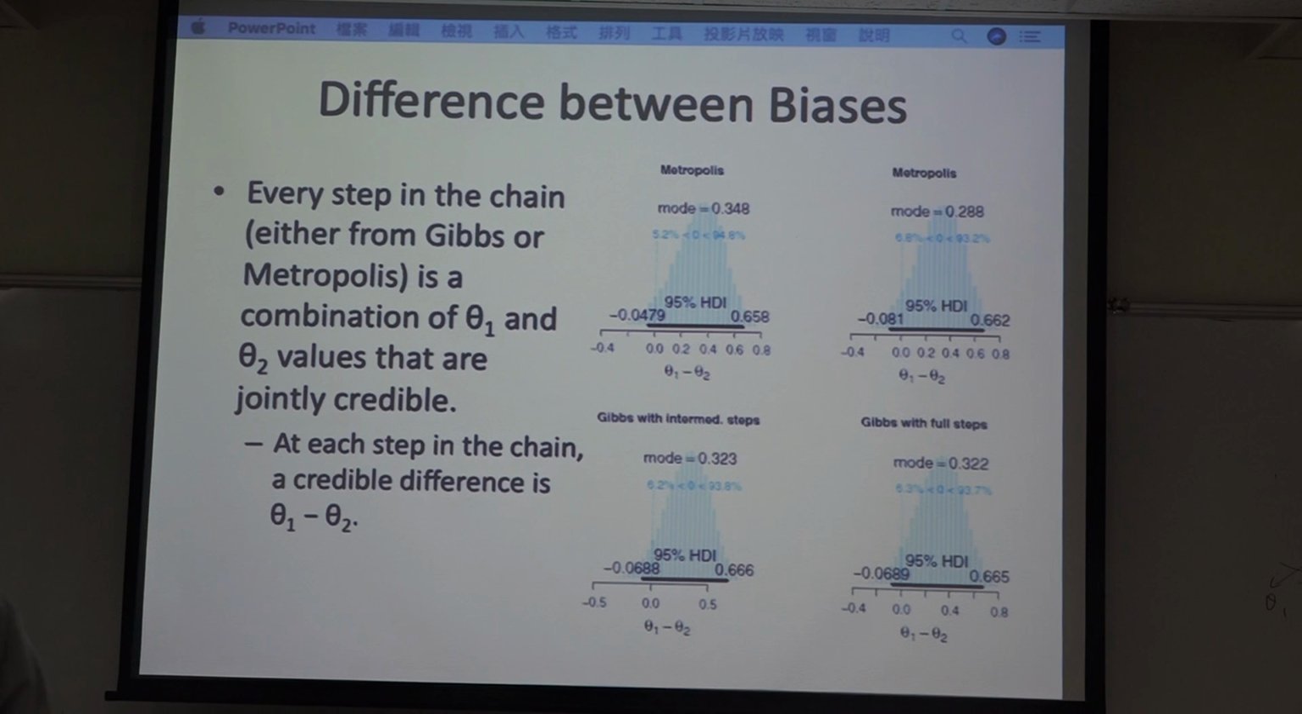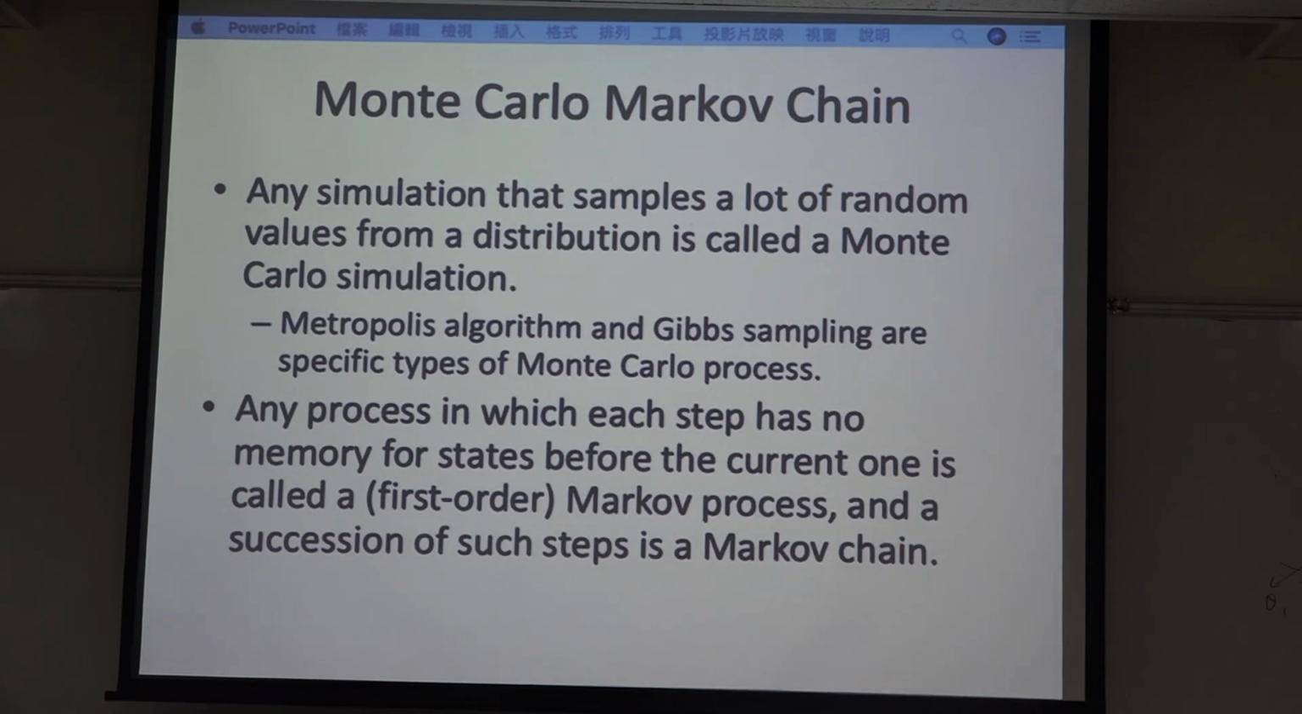So we still have 5 minutes. Any simulation that samples a lot of random values from a distribution is called a Monte Carlo simulation. I already discussed that. So the Metropolis algorithm and the Gibbs sampling are specific types of Monte Carlo process. And any process in which each step has no memory of states before the current one, it only depends on the current step and doesn't depend on the state before the current step, is called a first order Markov process.